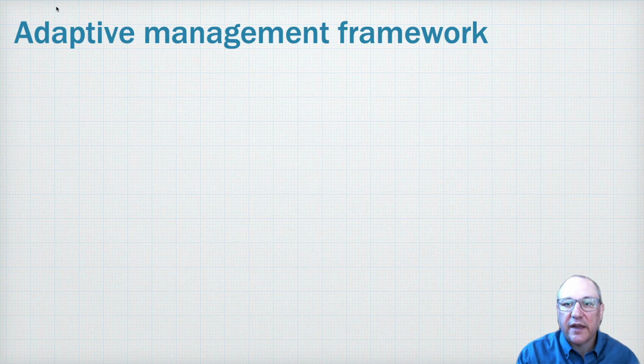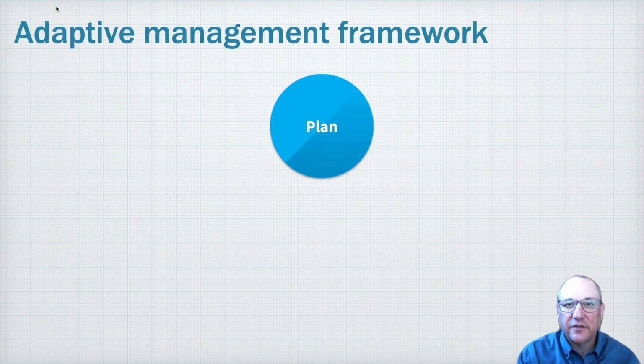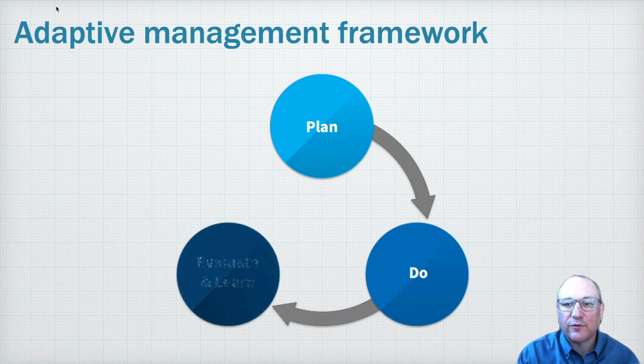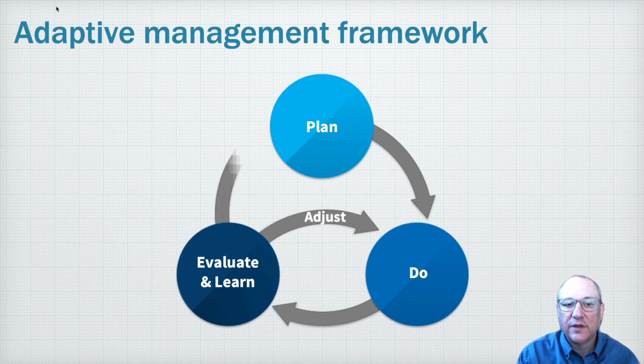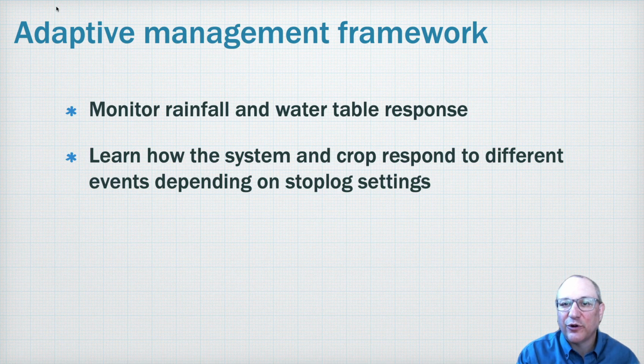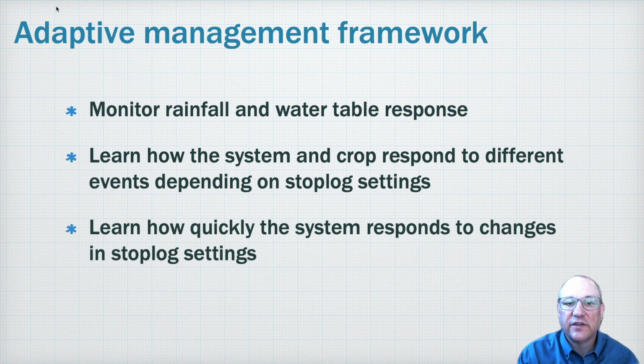In developing a management plan, it's best to use an adaptive management framework where first we develop a plan, we execute that plan, and then we evaluate and learn how the system functions, which then allows us to make any adjustments to improve the operation of the system, and we then continue to refine the plan. In doing that, ideally, we'd monitor precipitation and water table response with one or more water monitoring wells. This allows us to learn how the system responds to different events, how quickly it responds to system changes, and then we can use that to adapt as needed.